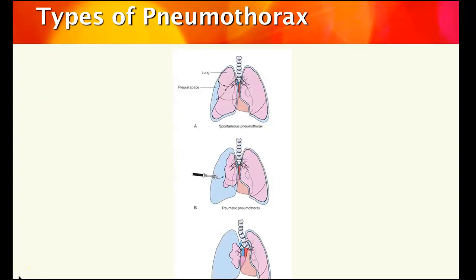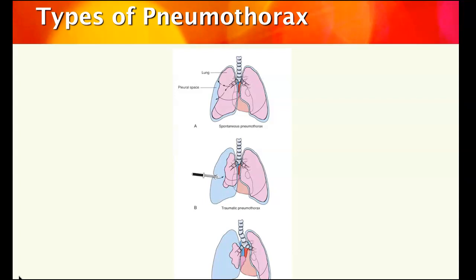So here are the types that I was just talking about. At the top, you can see the spontaneous pneumothorax. That is actually really common in very tall, lanky men. I always think about those big, tall basketball players, very, very tall. They can just spontaneously get a pneumothorax. B is what I've got as a traumatic pneumothorax. As you can see, the knife is penetrating into the lung, and that would cause the lung to collapse.